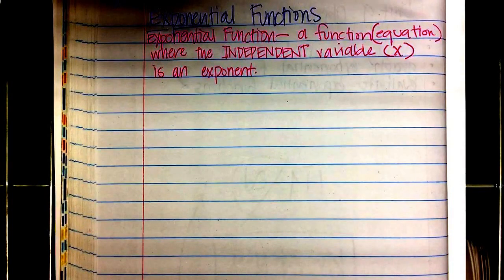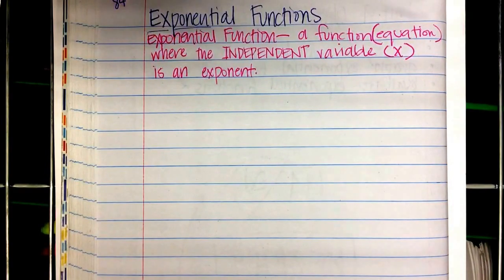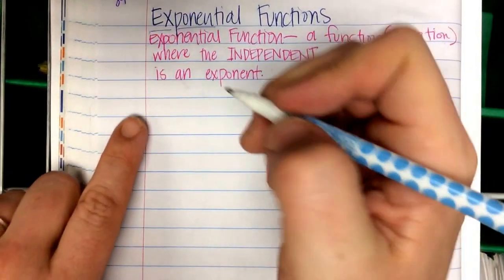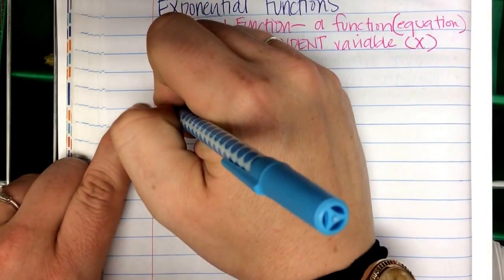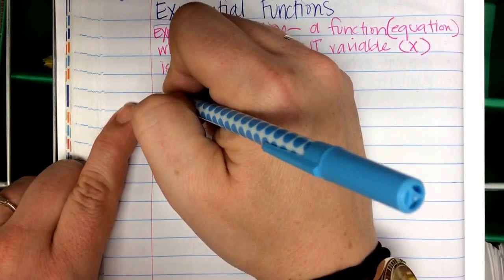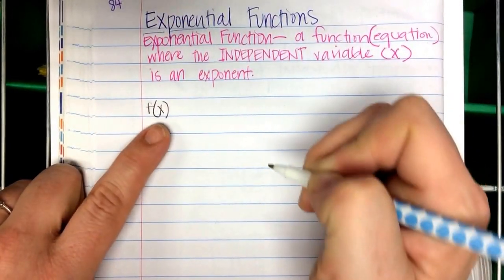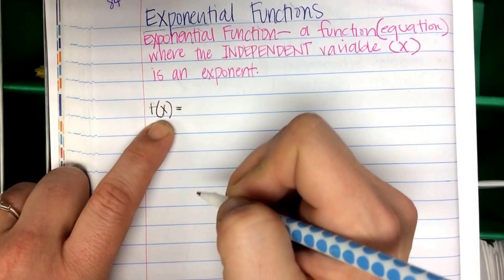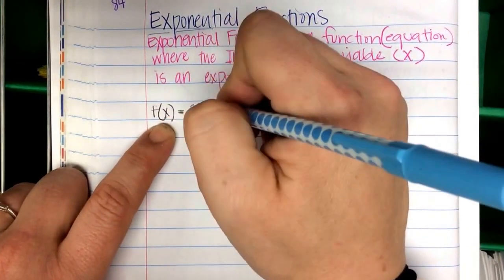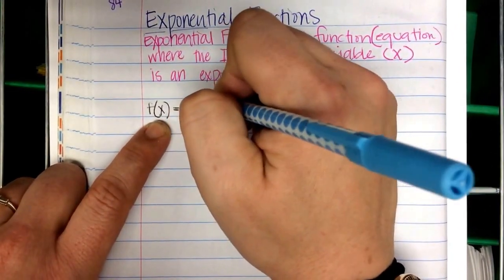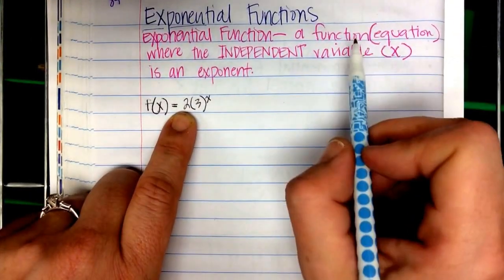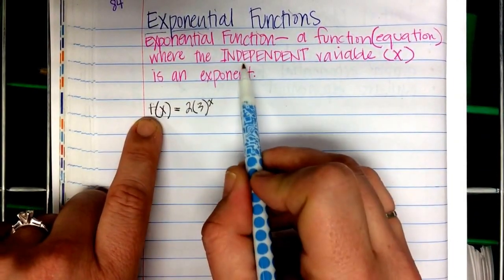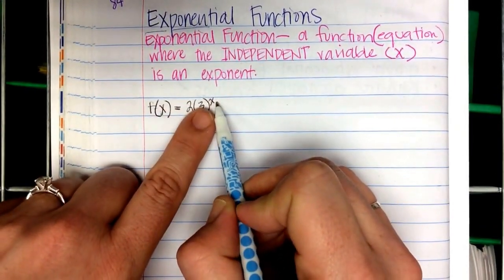You're going to have to do a little bit of writing of word problems, but just know that for your homework you don't have to because it's a worksheet. So let's look at an example of an exponential function. f of x, function notation, equals 2 times 3^x. This is an exponential function. It's written in function notation, and the independent variable, the x, is an exponent.